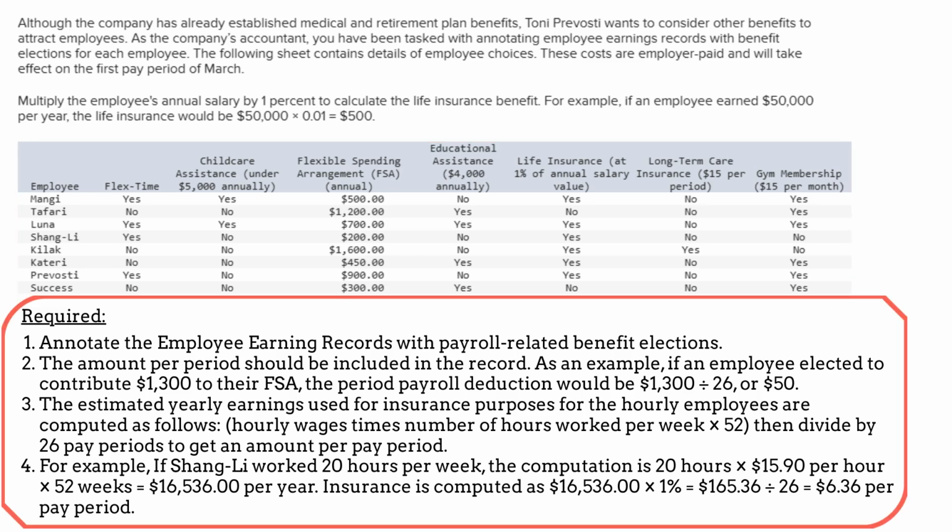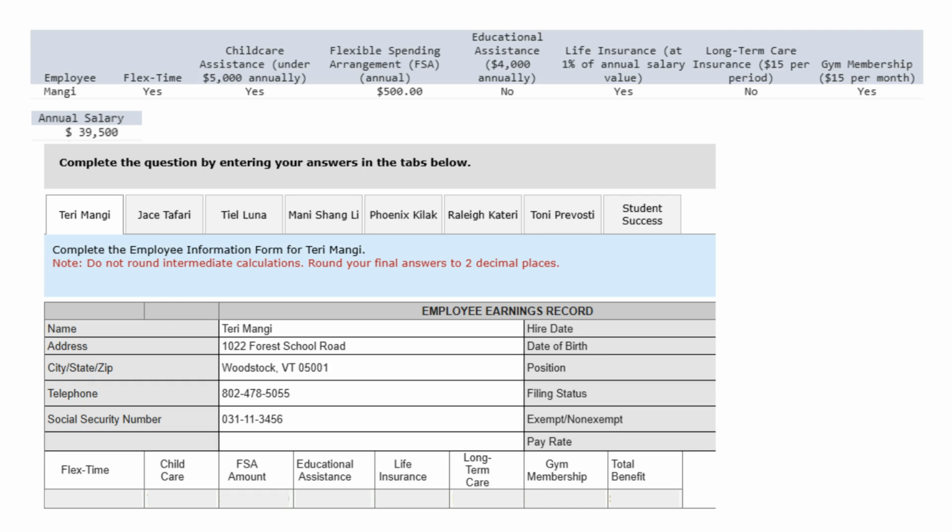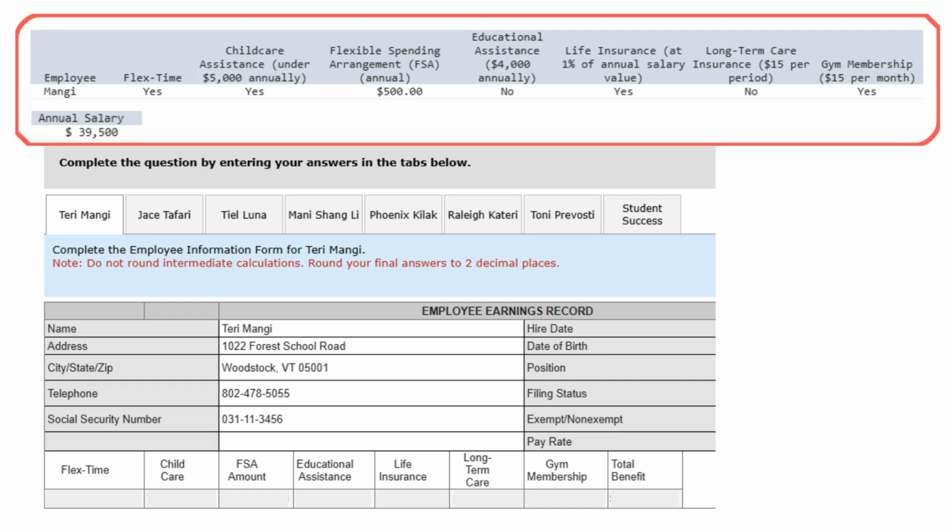In the required section, there is helpful information about how to calculate the FSA amount per period and a reminder that employee Shangli works 20 hours per week. Let's work through the first employee benefit election information together. The first employee is Terry Mangy. We start by gathering her benefit election information and we also need her annual salary.